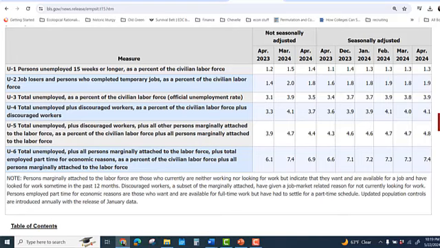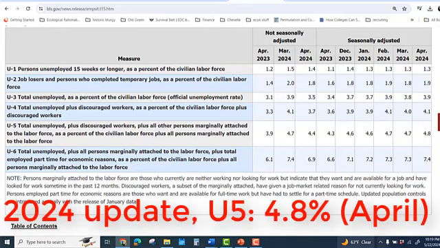Okay, so naturally when we add in discouraged workers and then the marginally attached, we're going to see the unemployment rate tick up. Now, only a little bit, which is pretty good news because there's a very small group of discouraged workers. The unemployment rate only goes from 3.5 to 3.8. Not that big of an increase. If we add all the marginally attached, it just does go up to 4.4%.